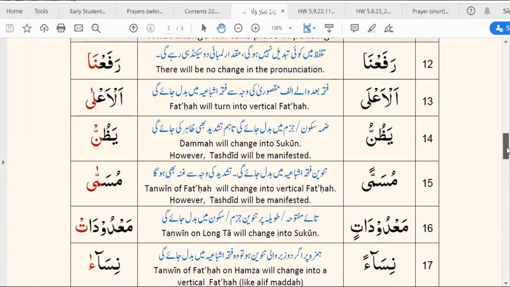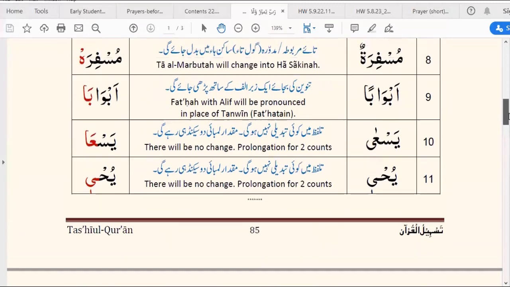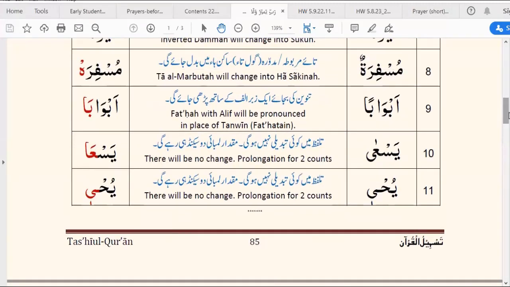Good. Alhamdulillah. Okay. Could you do ta'awwuz and tasmiyah, please? أعوذ بالله من الشيطان الرجيم بسم الله الرحمن الرحيم.